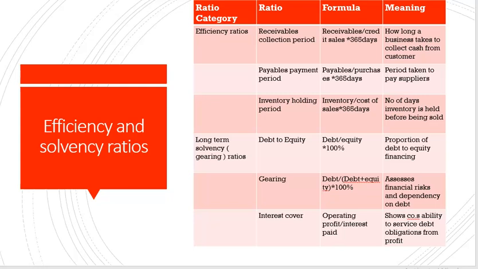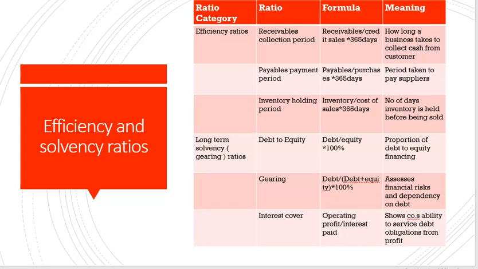Inventory holding period. This one looks at how long do we hold inventory before we sell it. The number of days that we hold inventory before selling it. So it's calculated as inventory over cost of sales times 365 days. So those are efficiency ratios. Some books will also call those liquidity ratios in addition to current and quick.